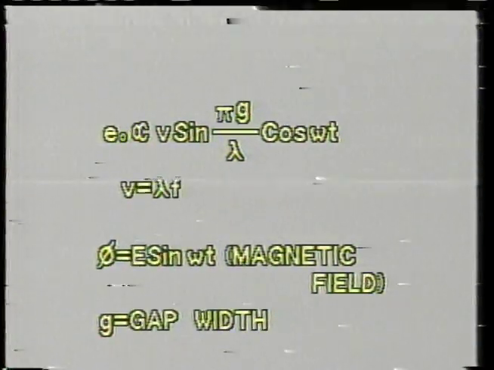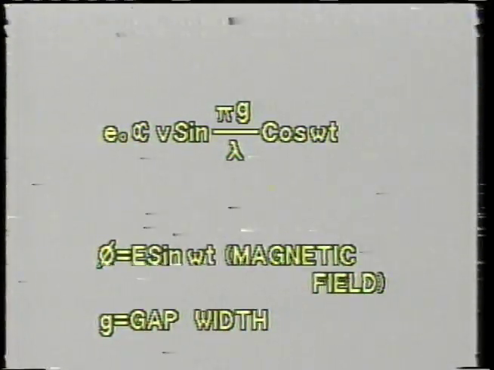If the distribution of residual magnetism on the tape is E sine omega and the gap is G, the aforementioned relationship can be expressed using this formula. Since V equals lambda F, the following expression can also be created. Cosine in both these expressions indicates the differentiated distribution of magnetism on the tape for playback output. The output level is determined by sine. If pi g over lambda is relatively small, in other words, if the frequency is low, the playback output is proportional to the frequency.